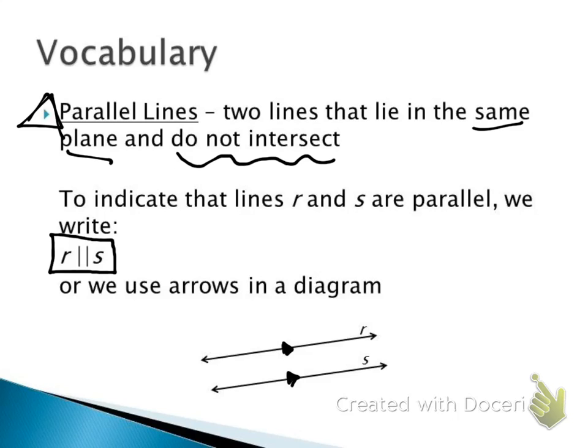Another way to show that lines are parallel without using the word parallel is to put these thick arrows on top of the line. So if you see that in a diagram, that is telling you that those two lines are parallel. So again, you don't need to write all of this, just the definition and then the symbol that's in that little rectangle. Any questions on parallel lines?